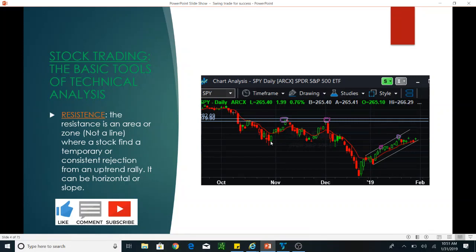So mostly what the resistance does is, if you are long on this position and you bought at a support, you could have sold at the resistance, because you know this stock has been hitting this level for a little while, so you're just going to sell at this level.